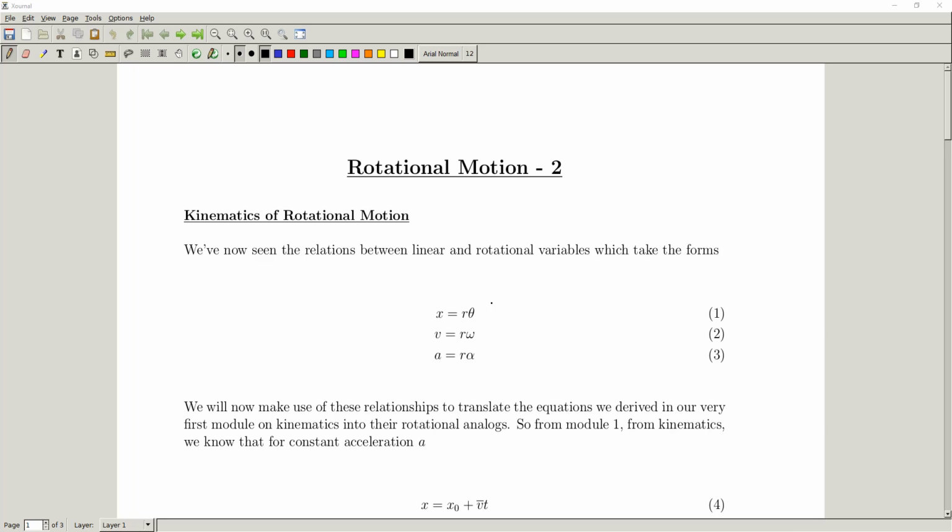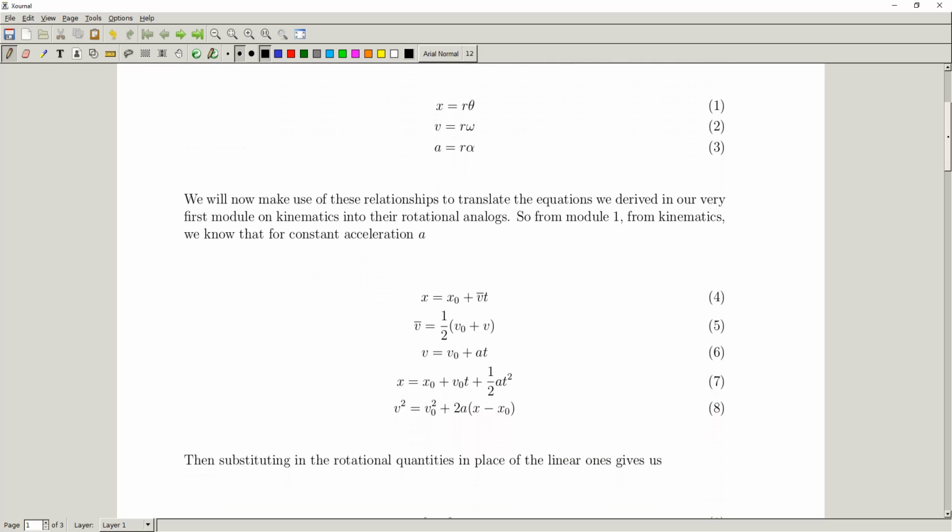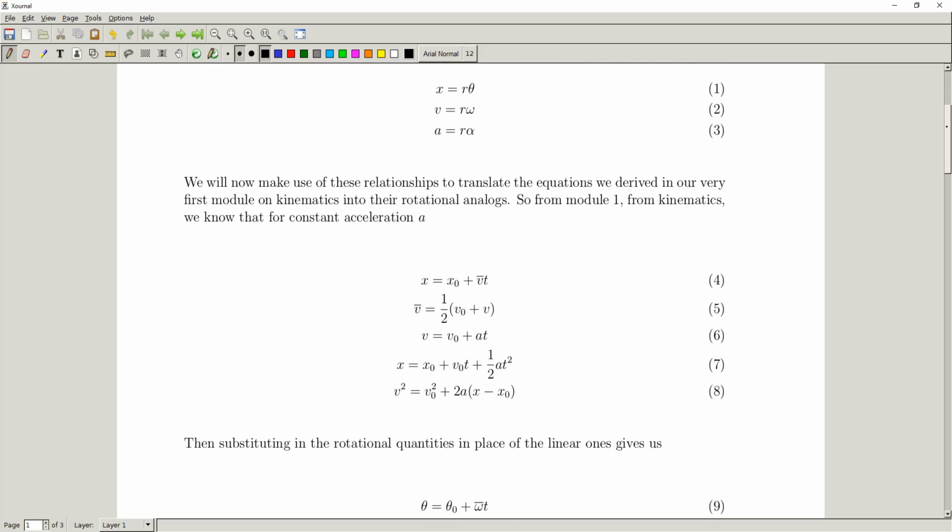I've rearranged things here, and here we have a set of equations that lets us really relate our linear quantities to our rotational variables. Okay, and so we're going to use these ideas to now translate a lot of the work that we did in the very first module on kinematics into their rotational equivalents.